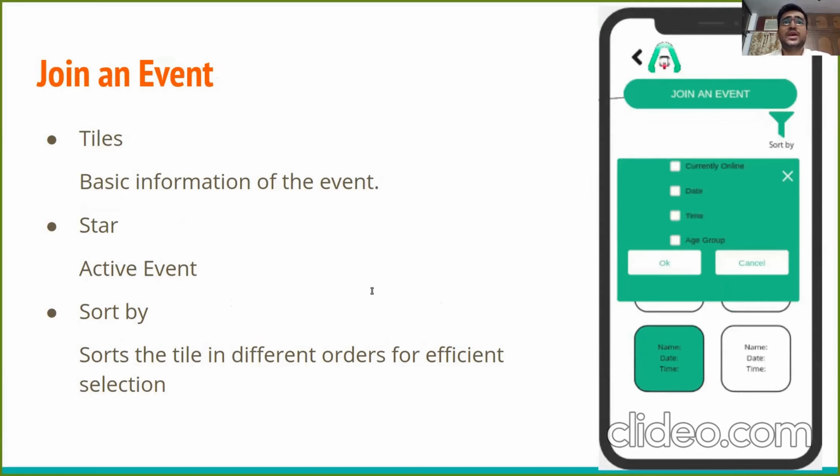It might be possible that there are lots of events for the user to select from. Hence, we have introduced a sort by feature for the user to sort the events in the order in which he wants, like sort by currently online, date, time, or age group, as you can see on the screen. This feature is provided to the user for efficient selection of the event.